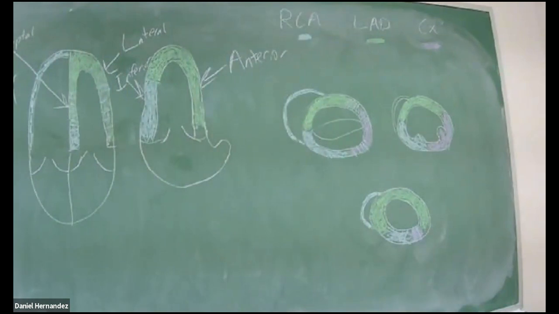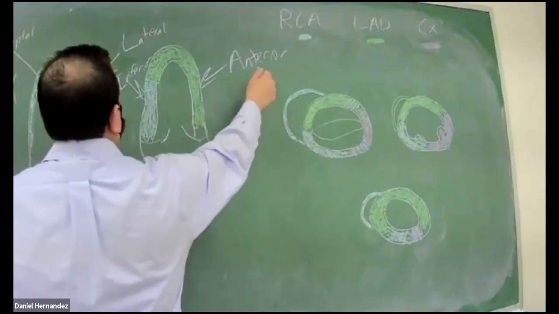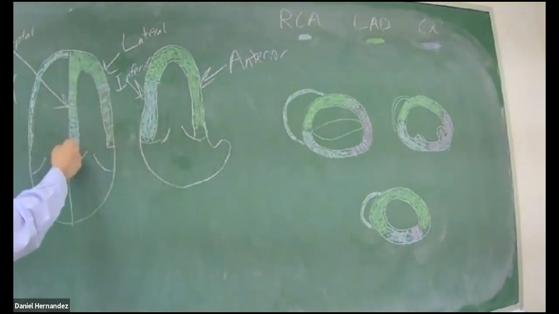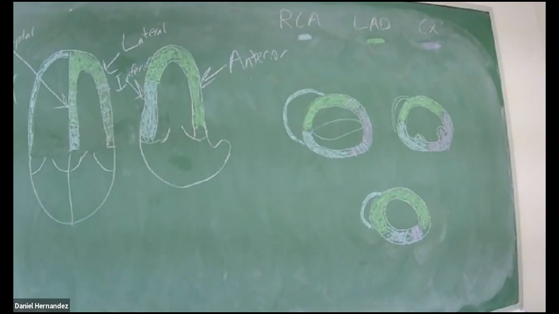But definitely become familiar with your walls: anterior, inferior, lateral, septal, basal septal. This is anterior septal and posterior wall. So posterior, anterior septal.